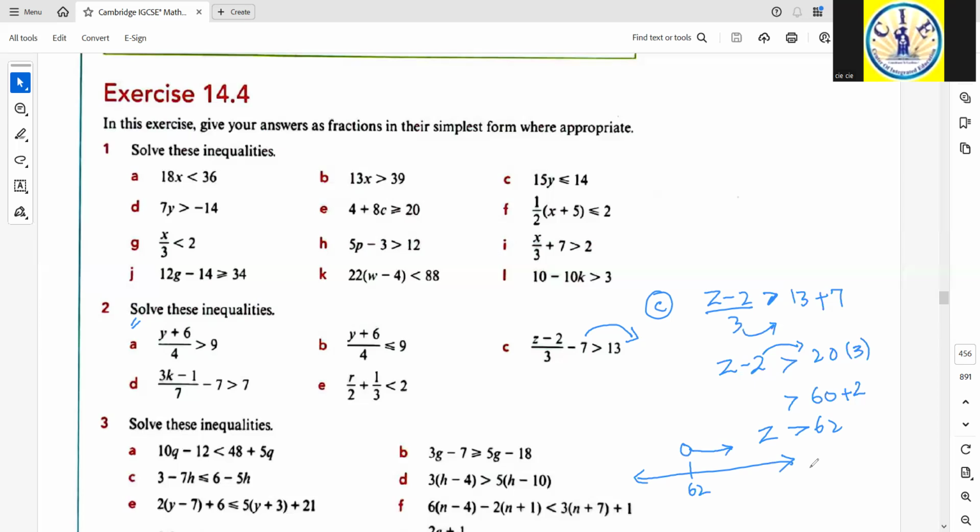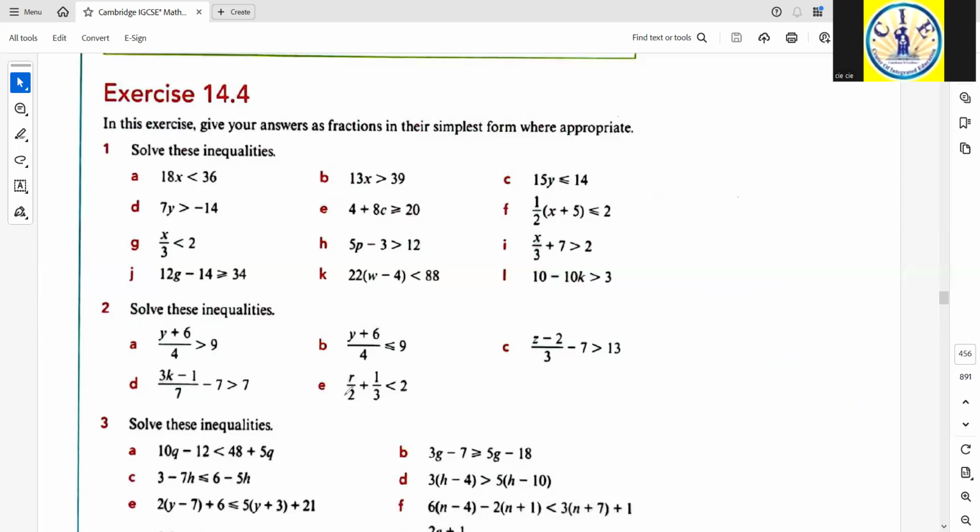Same will be the case in part D, and for part E, we would be making their denominators same first of all. So I'm going to multiply this with 3 and this fraction by 2 so that we can have 3r divided by 6 plus 2 divided by 6 lesser than 2.